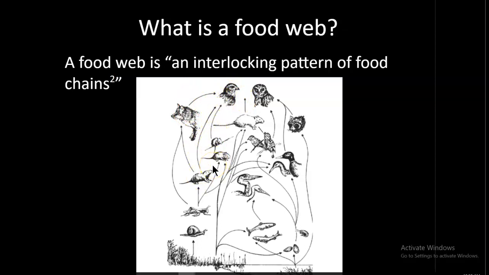So if you look at them following one line, you could see all these food chains, but they're all put together because they're going to eat other things as well. It's not just a one shop place.